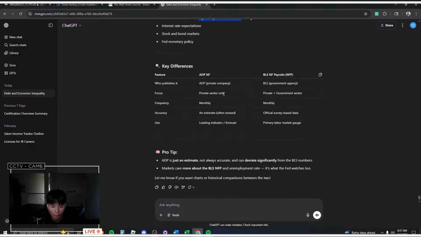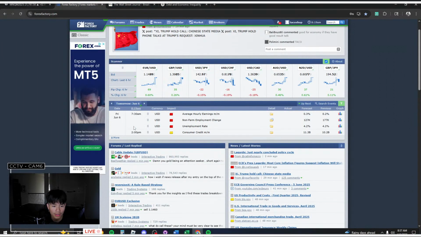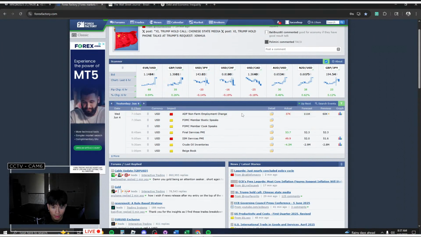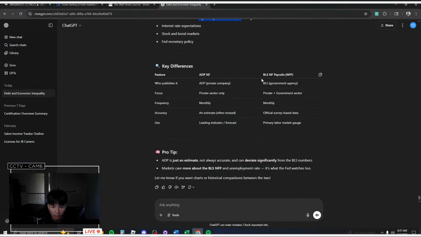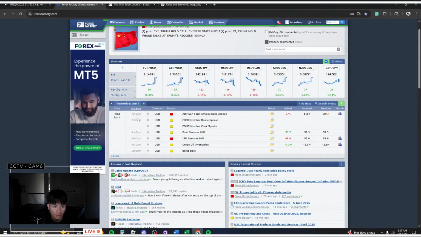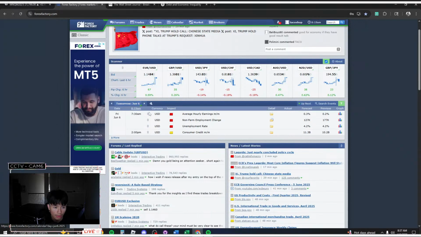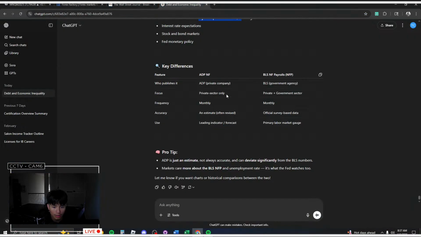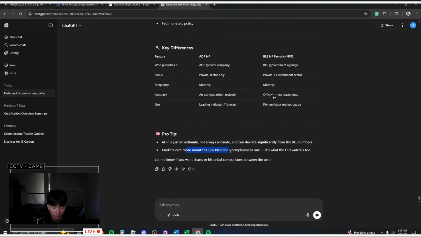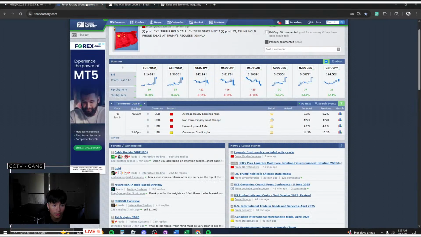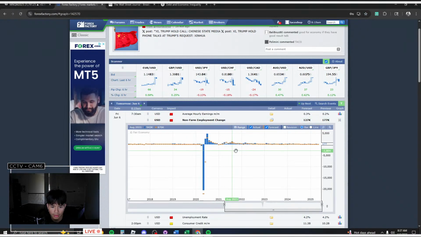So ADP is just an estimate of the employment change from last month, but non-farm employment change, the one that's going to be released on Friday, is the actual one, and it includes the private sector and government sector. Official survey-based data, and it's the primary labor market gauge. Interesting. So yeah, we'll see where that is.